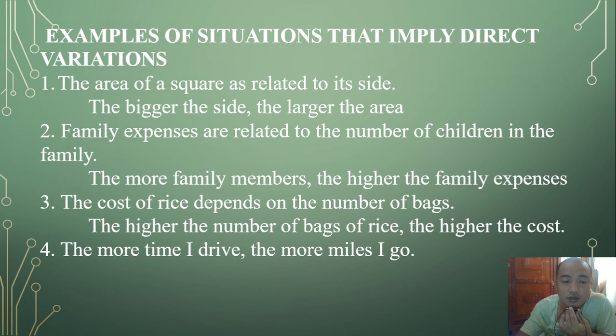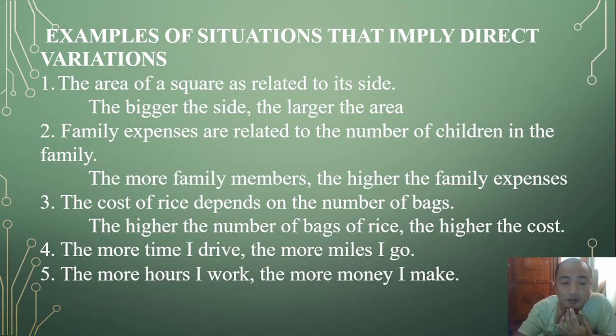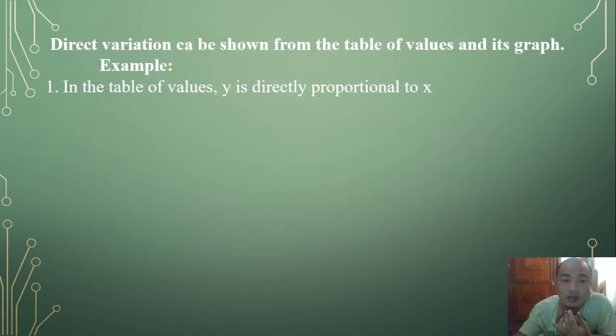Direct variation yun. The more time I drive, the more miles I go. Yes. The longer the time you drive, the more miles you can go. The more hours I work, the more money I make. Yeah, especially pag nag-overtime ka, the more money you will make. So, the more the time, the more money. That means it is a direct variation. As x increases, y also increases.